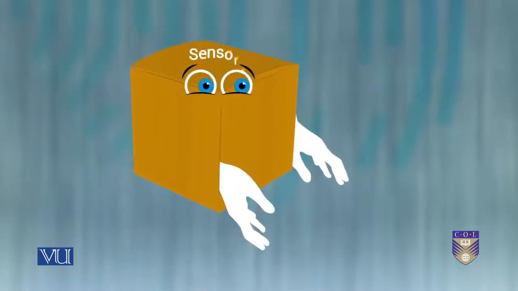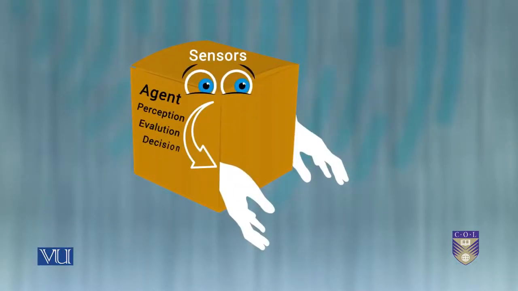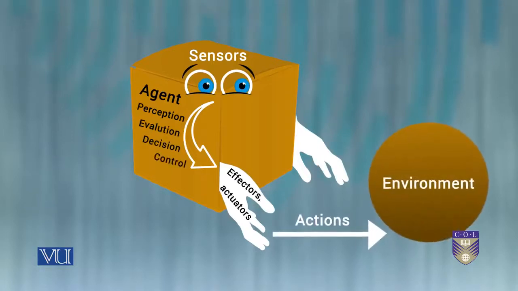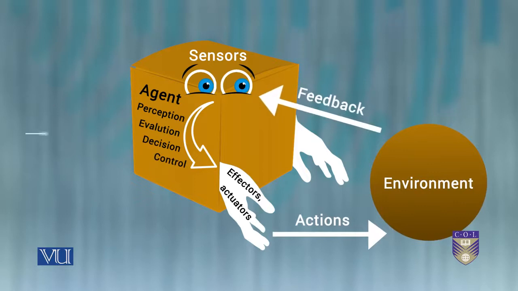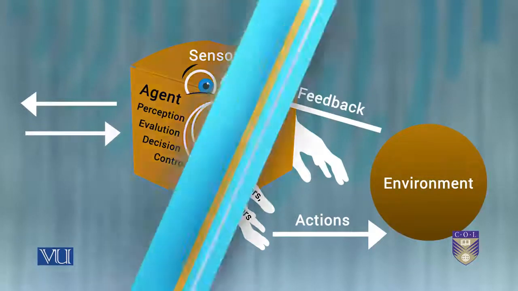Okay, how does it act? If you look at the figure again, we are interested in what an agent does. As you can see, it has an input and then it has an output. Agents can perceive, evaluate, and make decisions, receiving input from its sensors, from its environment, and then producing something and giving it back.